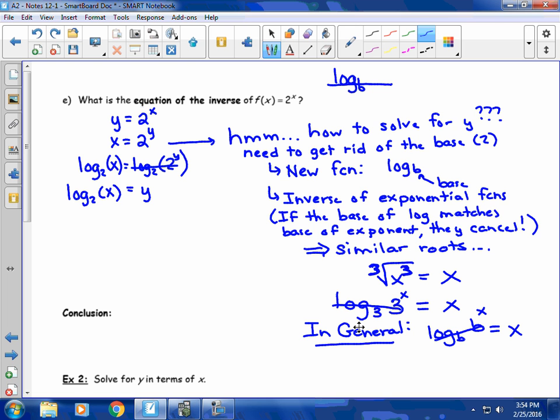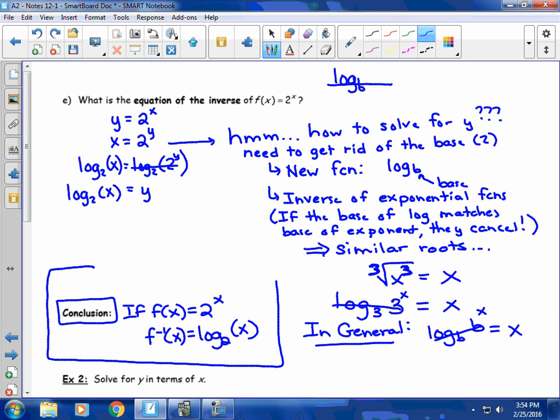That's basically my answer. So conclusion down here, if f of x is equal to 2 to the x, the inverse, f inverse of x, is equal to log base 2 of x. And I know this might look a little weird right now, but again, it's really no different than taking roots to get rid of exponents. Now we're taking logs to get rid of bases.